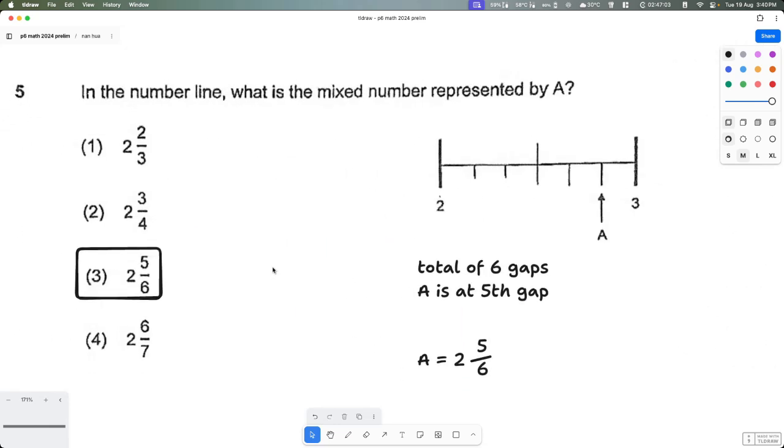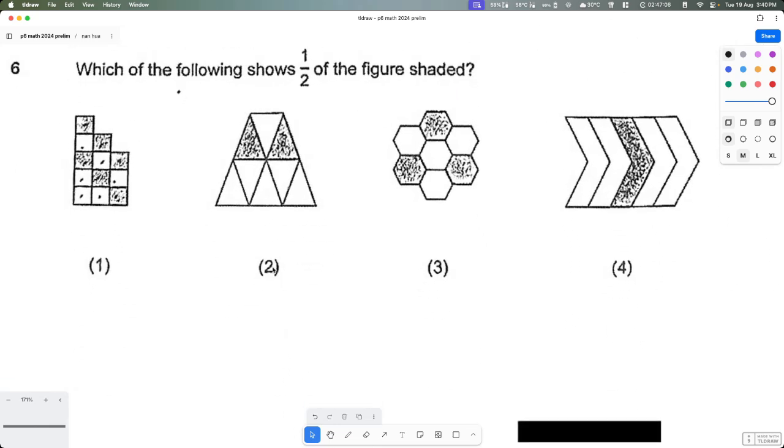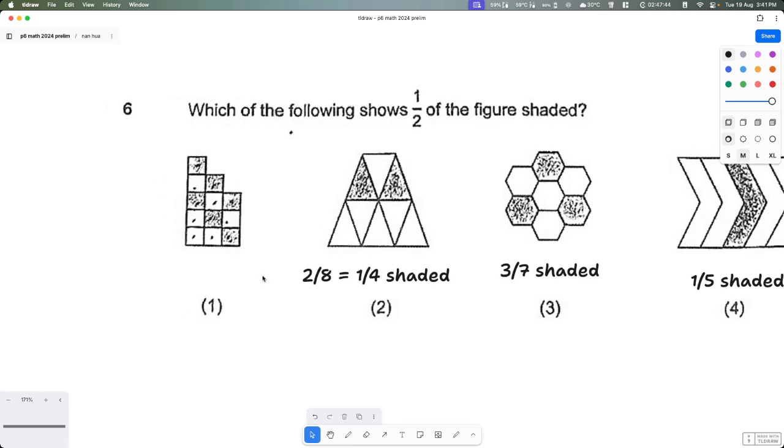Oh, wait. This below. Sorry. Question number 6. Which of the following shows half of the figure shaded? So you have 1, 2, 3, 4, 5. So this will be 1 over 5 shaded. What about this one? This is 3 out of 7. What about this one? We have 3, 4, 5, 6, 7, 8. This becomes 1 out of 4 shaded. We simplify it.